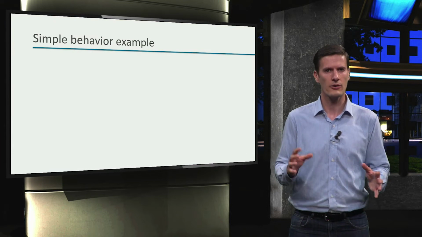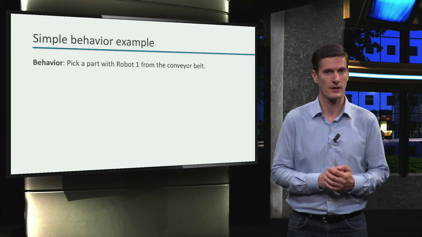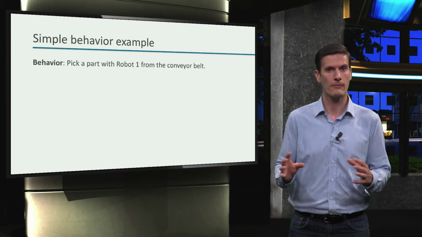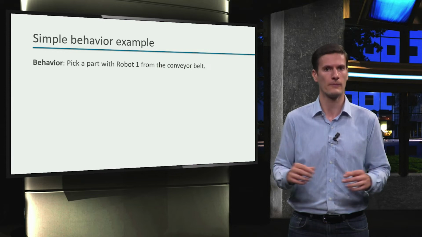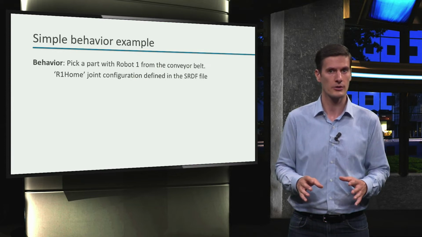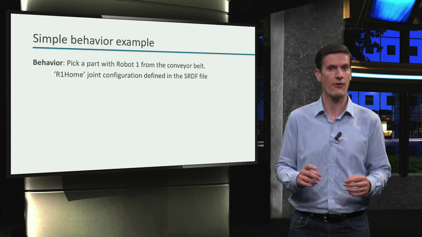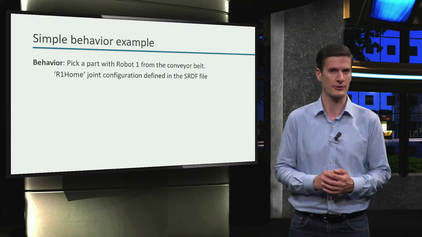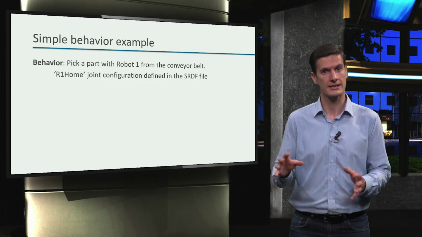Okay, we are going to create a simple pick behavior with the robot arm in our factory. The robot will move to pick a part from the conveyor belt and then retreat back to its home configuration. Note that for the motion of the robot, there is a joint configuration defined in the SRTF file of the factory, the R1 home, for the default standing state of robot 1.